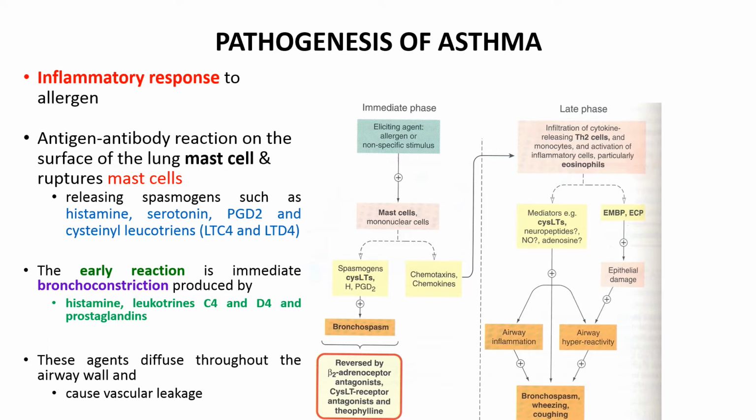And also these mediators such as histamine, serotonin, leukotrienes, they diffuse throughout the airway wall and they also lead to vascular leakage. Now, what we are noticing in the early phase, the predominant thing that is happening is bronchoconstriction. Okay, so one aspect of pathophysiology of bronchial asthma is bronchoconstriction.